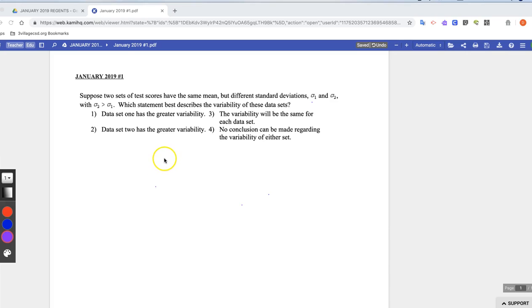And welcome to my video on the January 2019 Algebra 2 Regents, question number 1. So let's see what this says here.